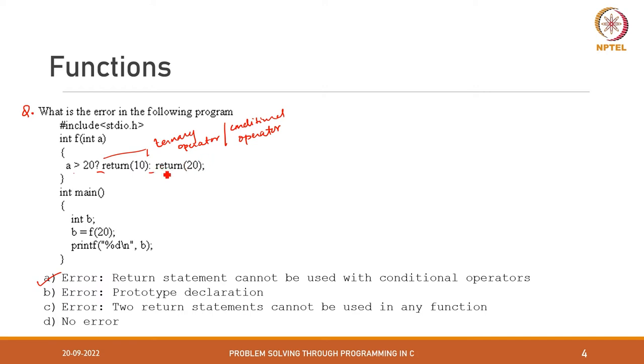However, we could have written this: if a greater than 20, then return 10, else return 20. We could have written this entire thing as an if else block, and that would have been correct. We can write return statements like this, but we cannot write return statements using this conditional operator. So that is the error in this particular code. Is everyone able to follow?